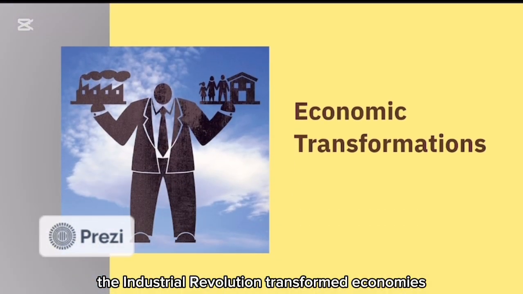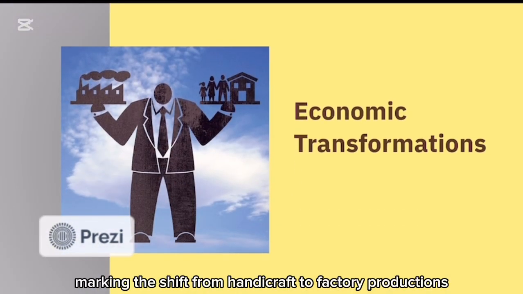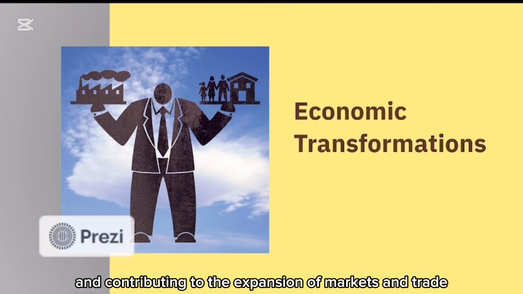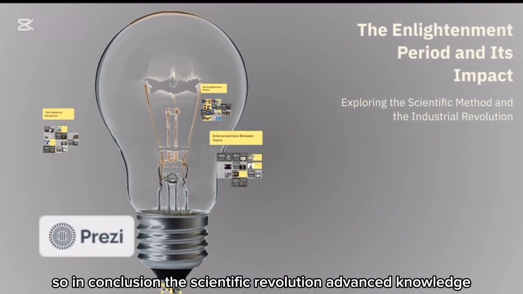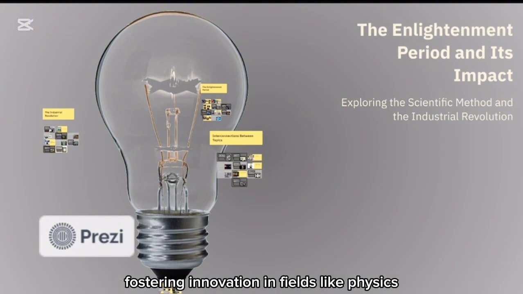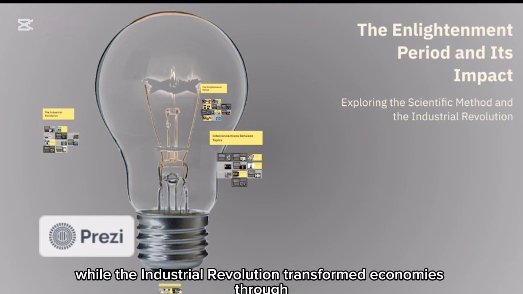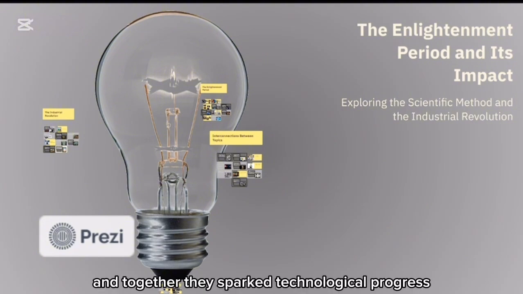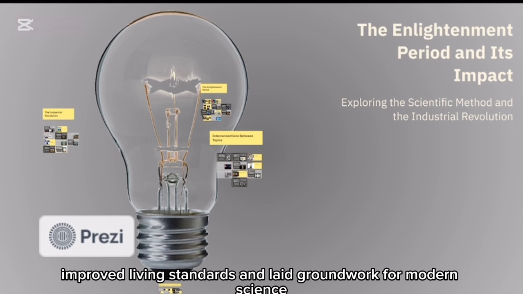The Industrial Revolution transformed economies, marking the shift from handicraft to factory production. New financial institutions emerged, facilitating investments and contributing to the expansion of markets and trade. So, in conclusion, the scientific revolution advanced knowledge, fostering innovation in fields like physics, chemistry, and biology, while the Industrial Revolution transformed economies through machinery and mass production. Together they sparked technological progress, improved living standards, and laid the groundwork for modern science.